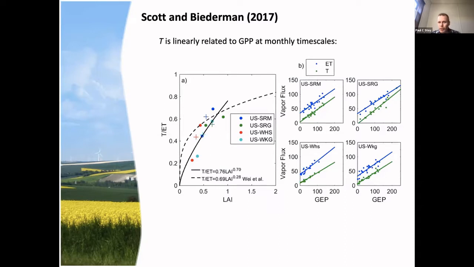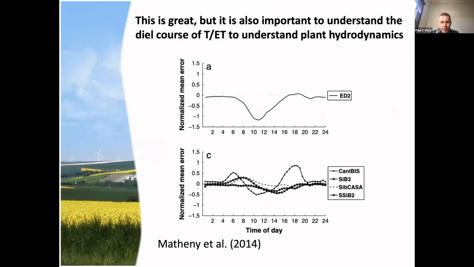It's important to point out also that the transpiration to evapotranspiration ratio is consistently found to be a function of the leaf area index. There are a lot of studies that go into understanding, over longer time scales, how transpiration, evaporation, and evapotranspiration work, and they find excellent simplifying mechanisms. These are all great, but it's also very important to understand the dynamics, the diurnal course, for example, of the transpiration to evapotranspiration ratio, the T over ET ratio.